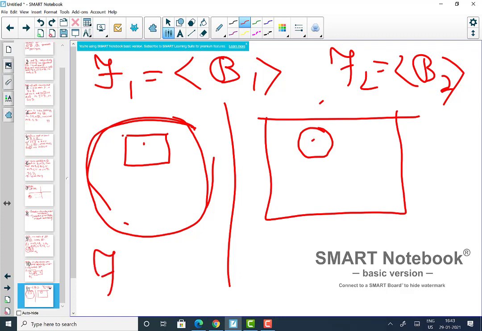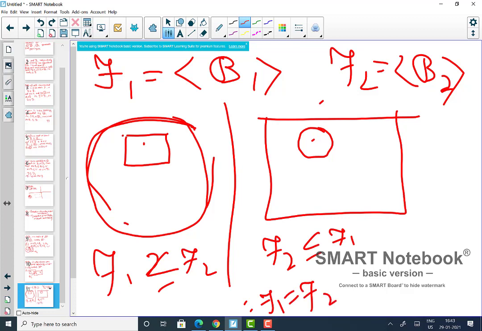That means the first one tells you that tau 1 is finer than tau 2, so tau 1 is inside tau 2, and the second one tells you that tau 2 is inside tau 1, and hence they are equal, right? Tau 1 equals tau 2. So what does that mean? That means these two bases generate the same topology on R2. So this is clear that even if you have a basis which is a different representation, the topologies they generate are the same. Okay.